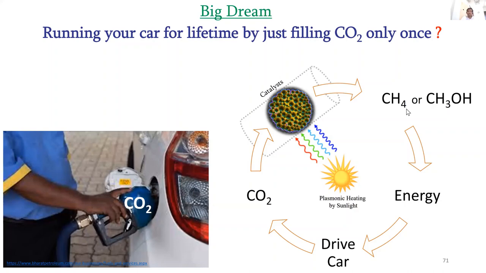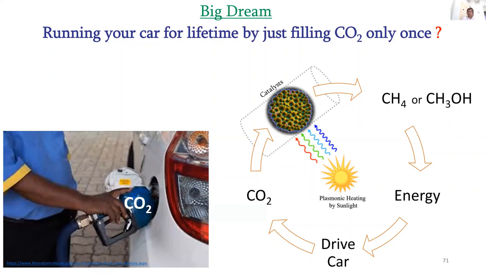Now, methane is your CNG, right? If you go to Delhi or most other cities now, we use CNG cars, right? This is nothing but methane. So now I burn methane, I get energy, I drive the car or bike. I again convert CO2 back to methane using the catalyst, sunlight and water. And that will be a cyclic economy. That means there will be no CO2 in the environment, no methane in the environment, and you keep driving the car. And this can be done by using the concept of nanomaterials.